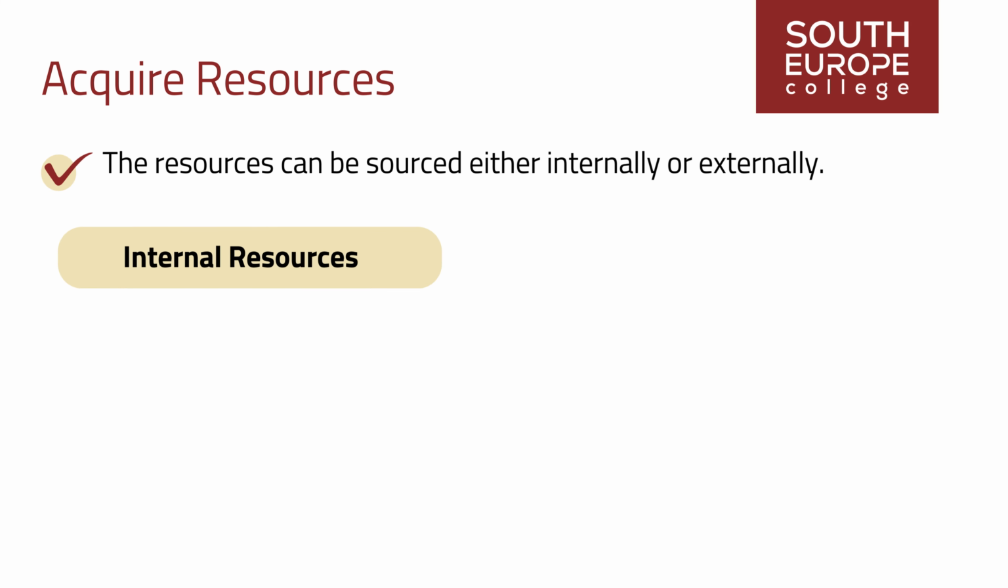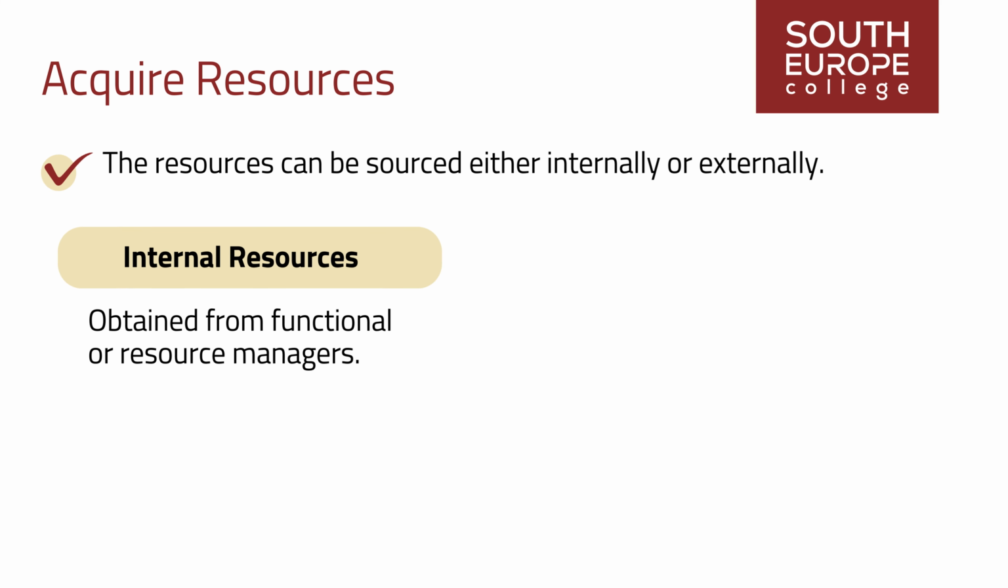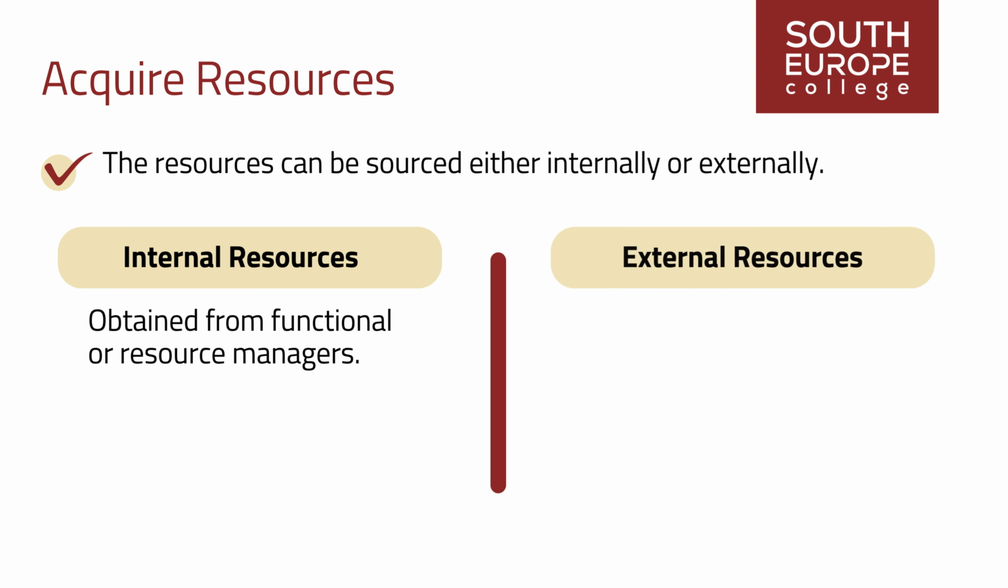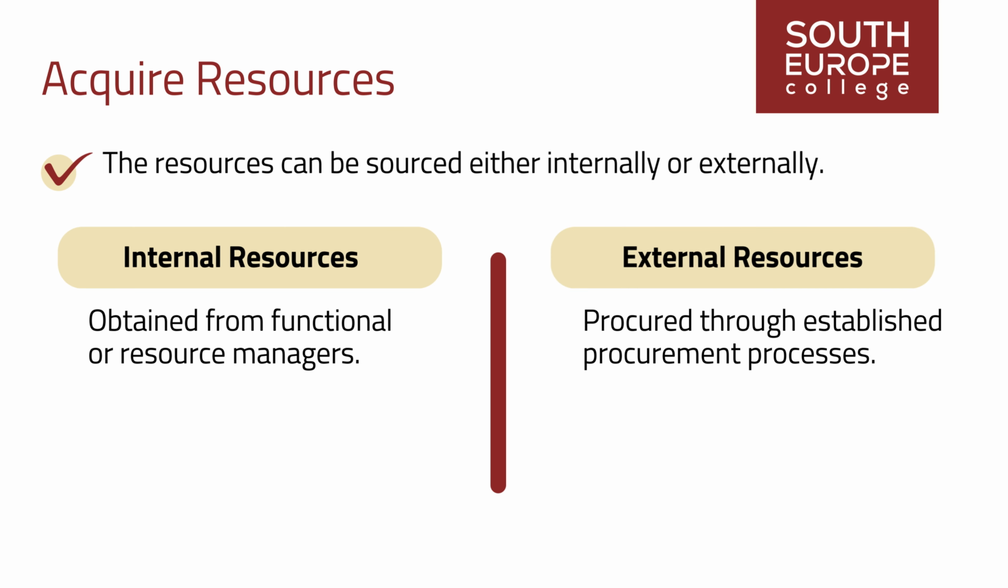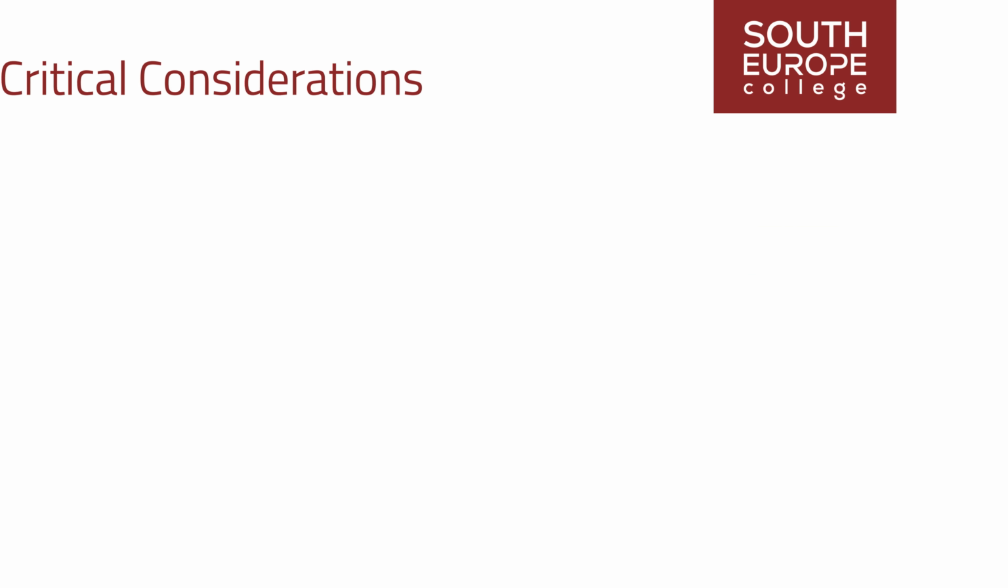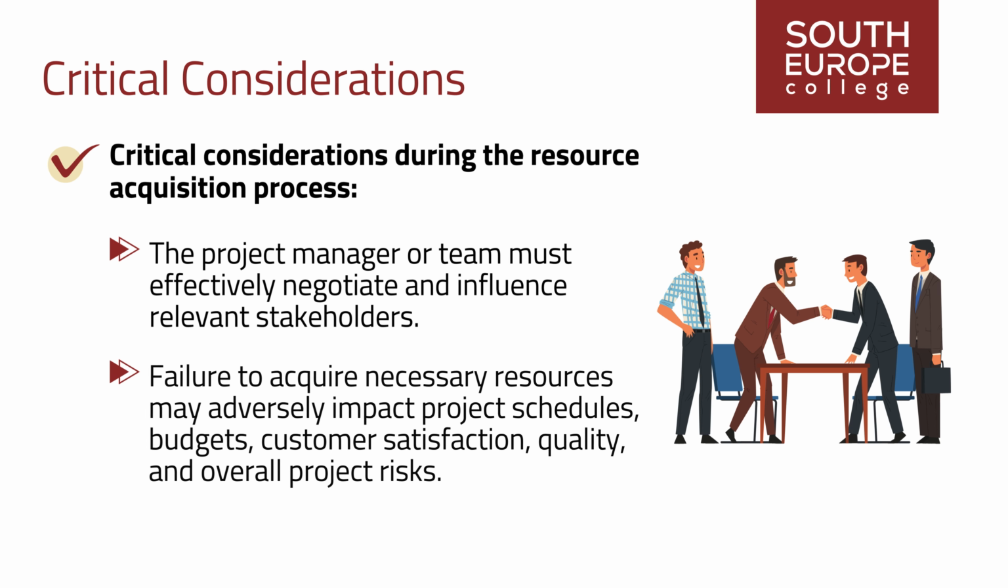Internal resources are obtained and assigned from functional or resource managers. External resources are procured through established procurement processes. Several critical considerations come into play during the resource acquisition process. The project manager or team must effectively negotiate and influence relevant stakeholders who can provide the required team and physical resources. Failure to acquire necessary resources may adversely impact project schedules, budgets, customer satisfaction, quality, and overall project risks.